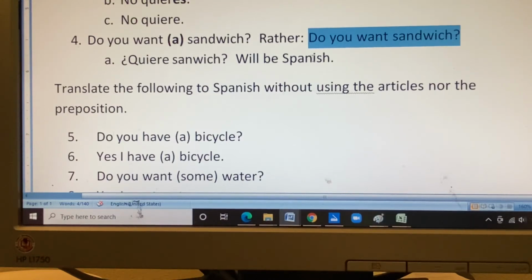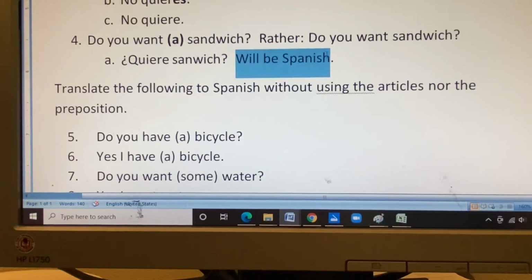If you say un sandwich, yeah, you could. But we're going to practice not doing it all the time. So in Spanish, letter A, you would ask, quiere sandwich. That's all you're going to say. That's what it will be in Spanish. Quiere sandwich. Not un sandwich, not una sandwich. Just quiere sandwich. Okay? ¿Está bien?